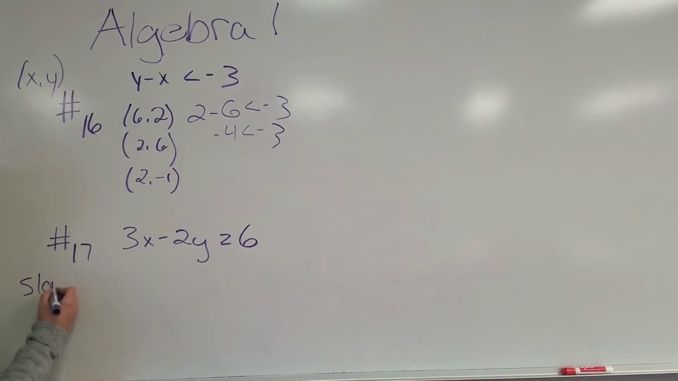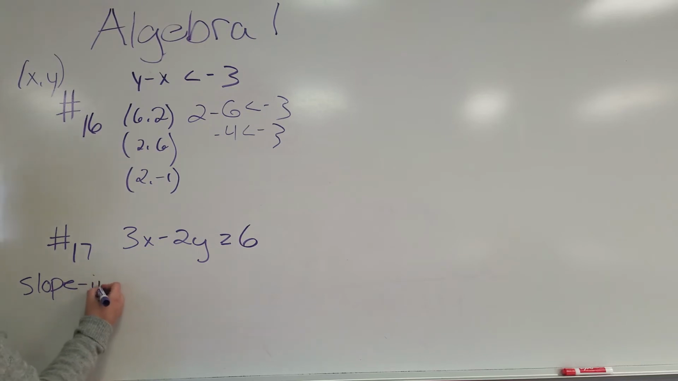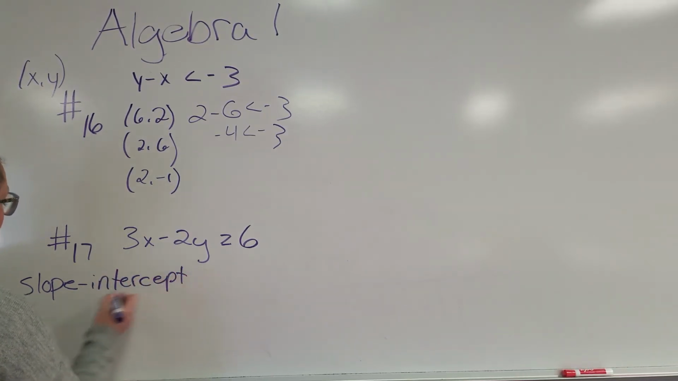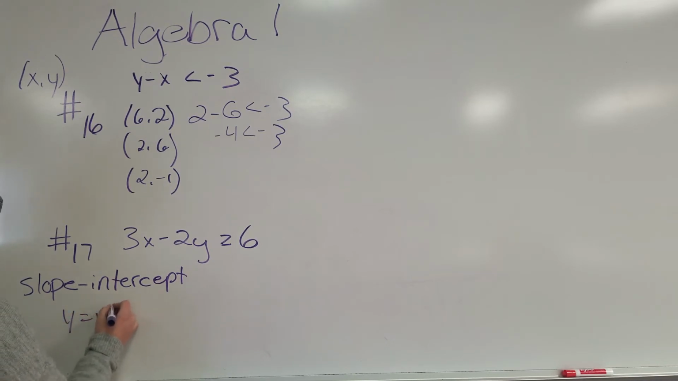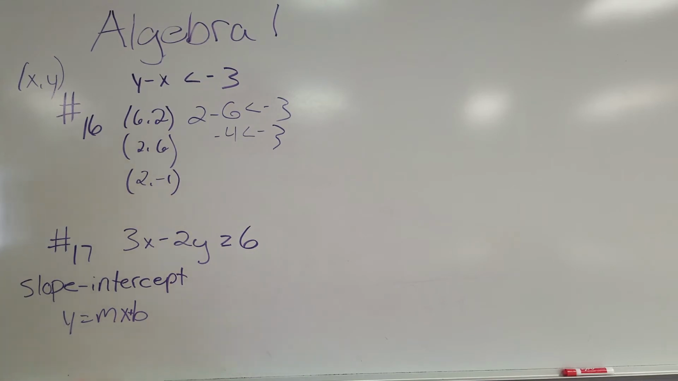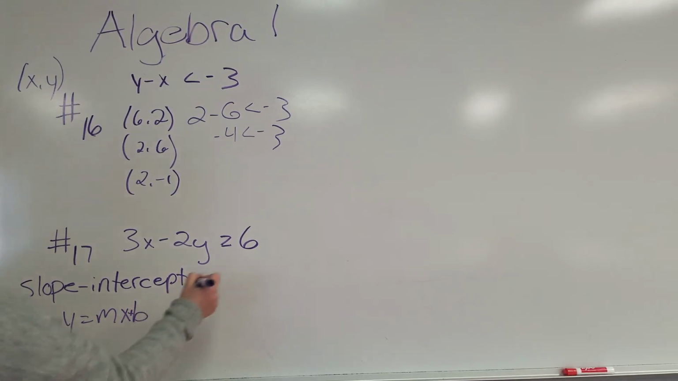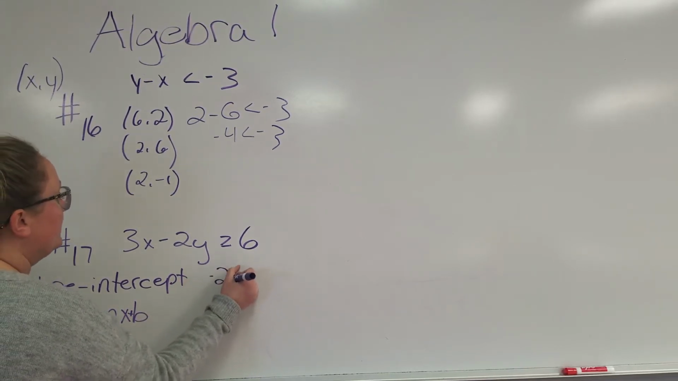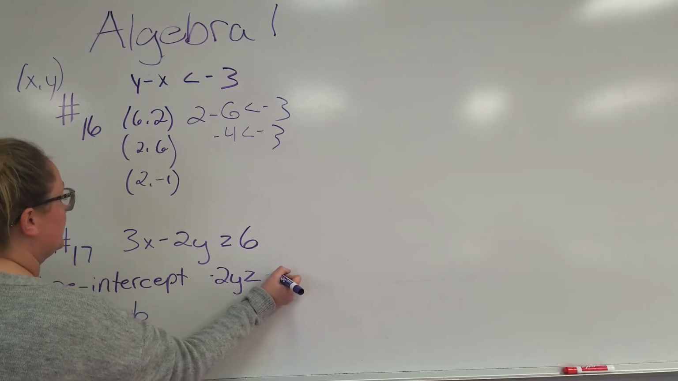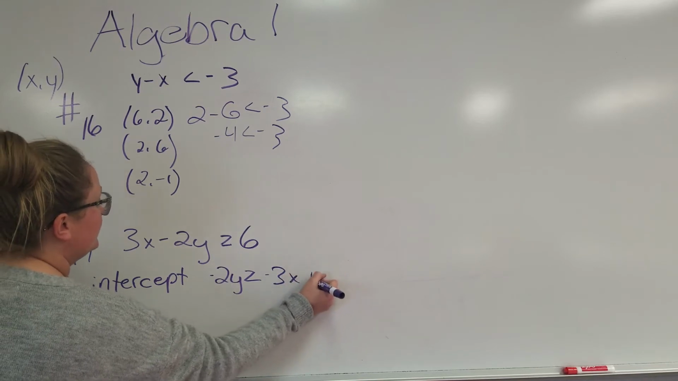In slope-intercept form, y equals mx plus b. So that means we need to move everything but y to one side of the equation. So we're going to leave the -2y right here, greater than or equal to, the 3x is going to move over here. So it's going to become -3x plus 6.